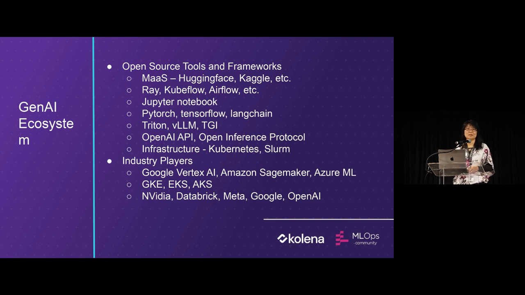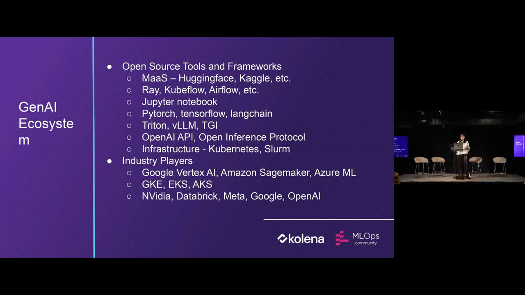And then from an industry perspective, obviously you can see the top three cloud providers building managed machine learning services for the world. From Google, we have Vertex AI. Amazon is building SageMaker, and Azure ML offers the OpenAI cloud service. On the infrastructure side, we have GKE, EKS, AKS. And then a bunch of companies are creating their own open models. Like NVIDIA, which last week released a super big model with 340 billion parameters. All those companies have been building their foundational models as well.